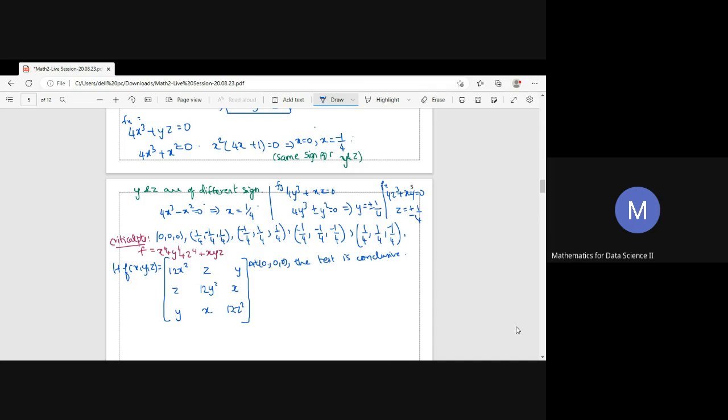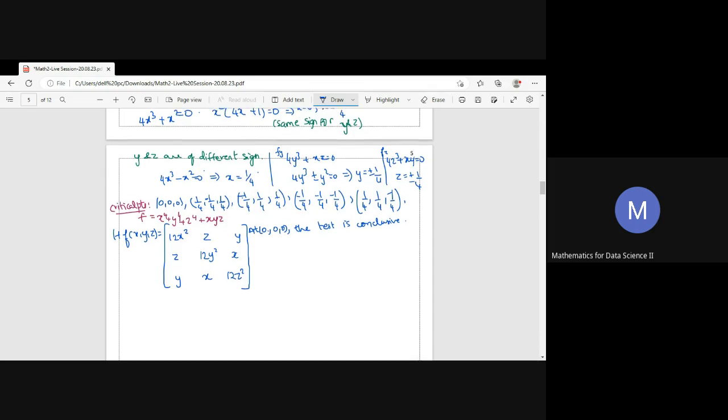Let us look at the next point, which is (1/4, -1/4, 1/4). At this point, what happens? Let us see. So Hf of (1/4, -1/4, 1/4). Your diagonal entries are easier to calculate. What are the diagonal entries? All are squares. So 12 times (1/4) squared, so 12/16, which is 3/4. So all the diagonal entries are 3/4.